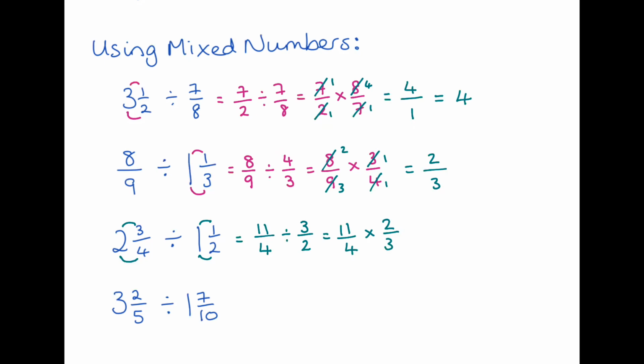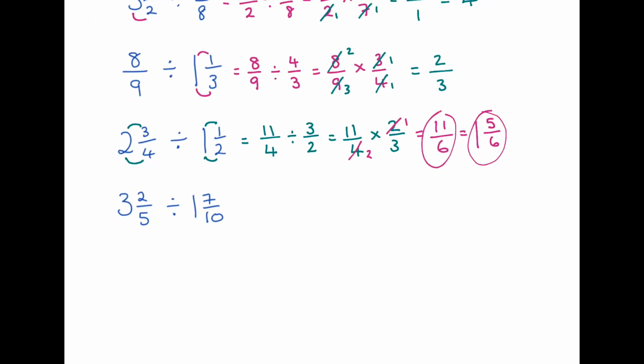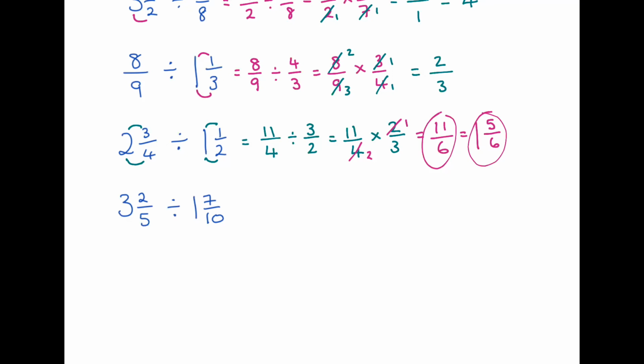Then look at our cancelling. We can see we've got a 2 and a 4 here, both in the 2 times table. So that's 1 and that's 2. So 11 times 1 is 11. 2 times 3 is 6. So we've got 11/6, which is an improper fraction, but we can rewrite that as a mixed number if we want to. There is 1 6 in 11, and you've got 5 left over. So it's 1 5/6. But either that or that is fine for the answer, unless you're told how to express it. Okay, and then last one for today.